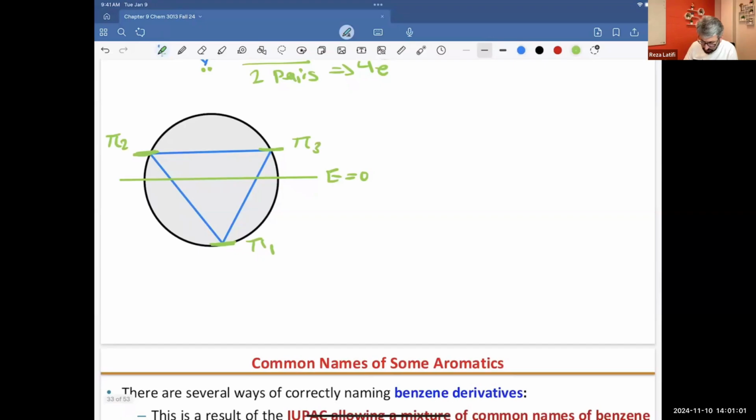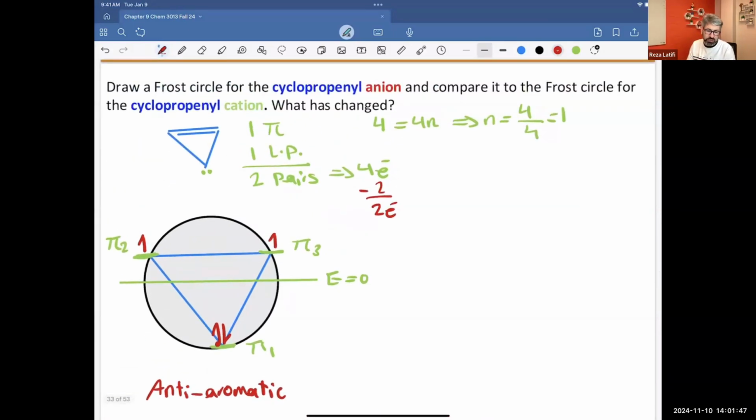Start with the lowest orbital. Give it 2 electrons. I go 1, 2 electrons. Out of 4, I used 2 electrons. So now I'm left with 2. What do I do with those 2? I put 1 inside the second pi orbital and 1 inside the third. And so now I've got 1 orbital that is fully occupied and 2 that are singly occupied. If you get a singly occupied orbital, the system will be anti-aromatic.